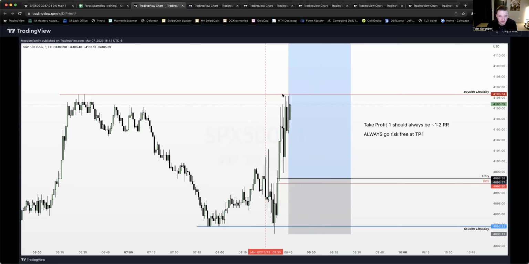If we're at a 1 to 2 risk to reward and I take half my position off, I've already secured, let's say I'm risking 1%, I've already secured a 1% gain at TP1. I've already secured what I was risking on the trade at TP1 by doing that at a 1 to 2 risk to reward, right? So I'm going risk free here. I'm taking off half my position, right?